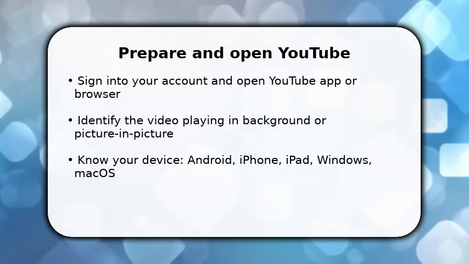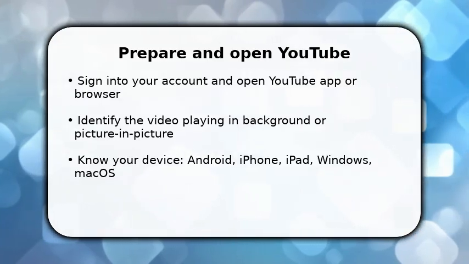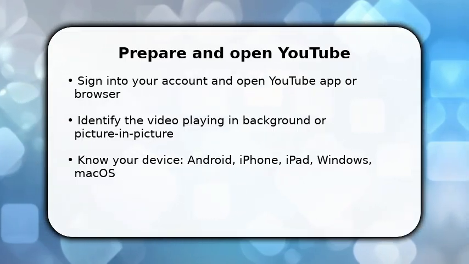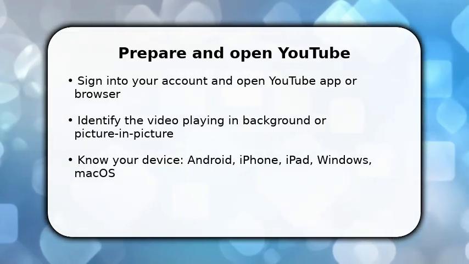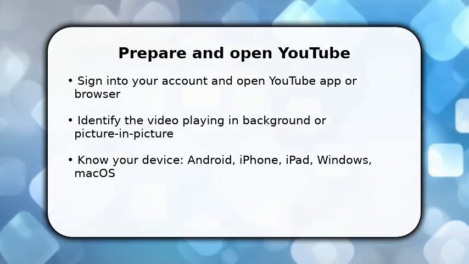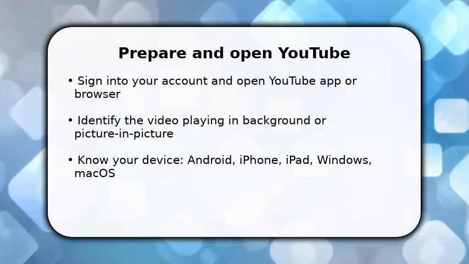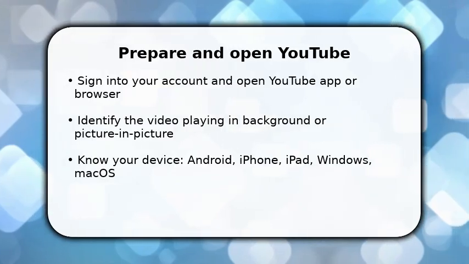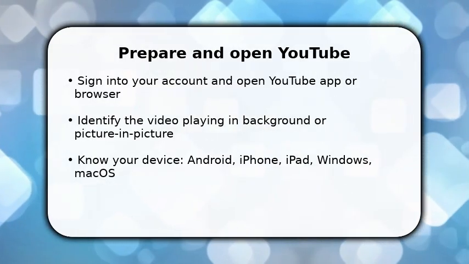Enjoy the video. You're going to stop a background YouTube video now. First, open the YouTube app or the tab where the video is playing so you can act directly. Make sure you're signed in and note the playback state, paused versus playing in picture-in-picture. If you're on mobile, check whether audio persists after switching apps. Once you confirm the device and state, move on to disabling background playback or closing the session.